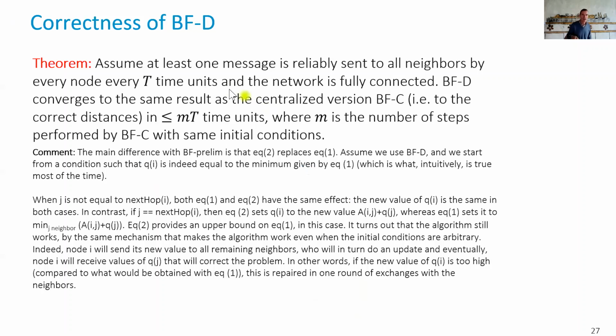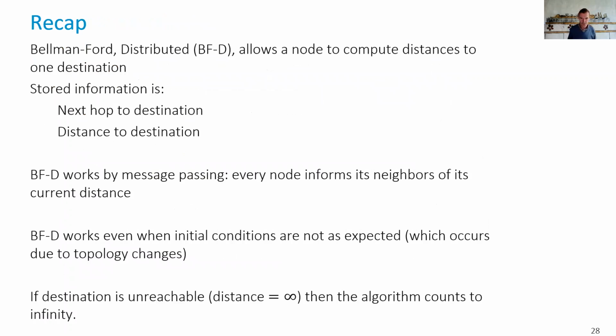As I mentioned, this algorithm can be proven to be giving the correct final value. Of course, we need, like before, to assume that eventually messages sent to neighbors will reach the neighbors in a time that is bounded, and if that happens, the algorithm will converge to the final conditions that we expect.